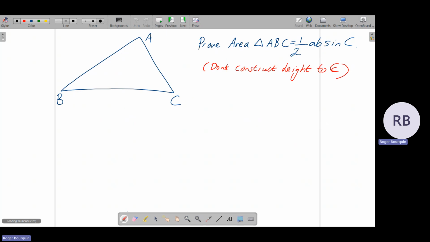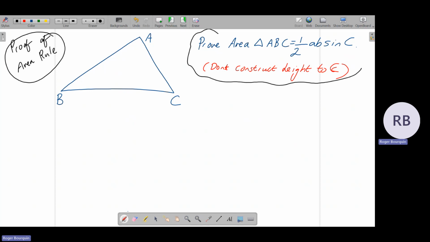Okay, so we're starting off with the proof of the area rule. They'll always give you a diagram and they'll tell you what you must prove specifically. They won't just say prove the area. So the typical kind of question would be something like this: prove that the area of triangle ABC is equal to a half ab sine C.